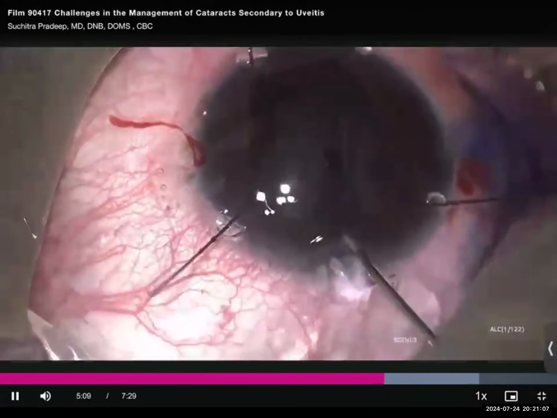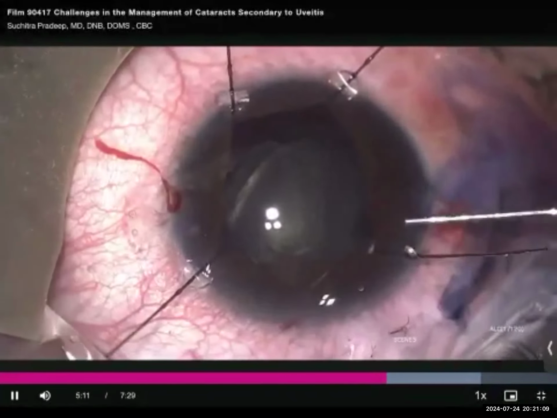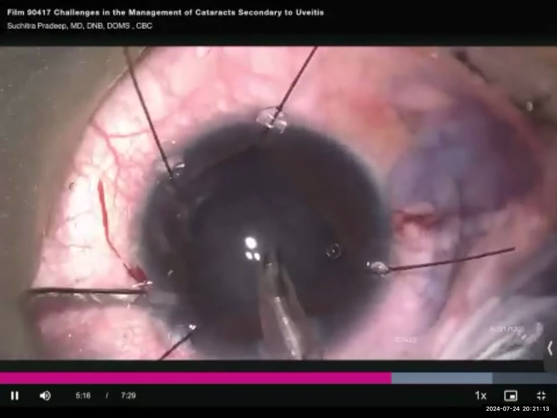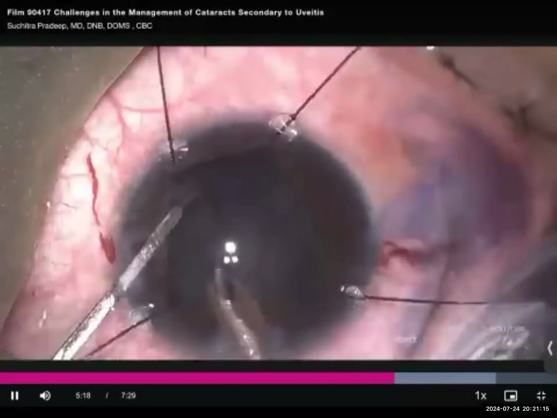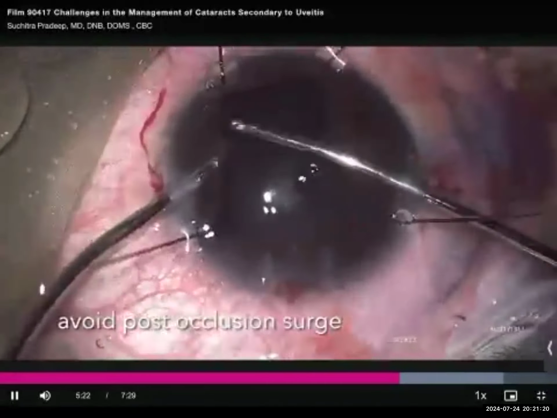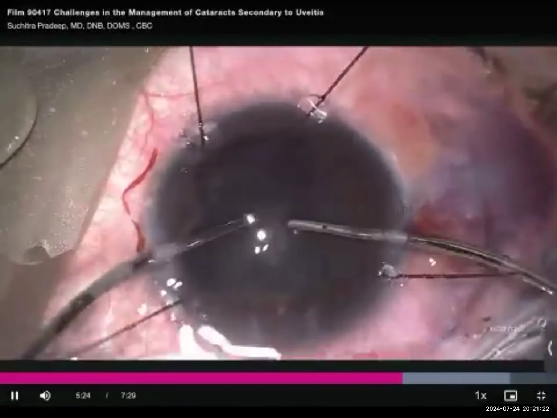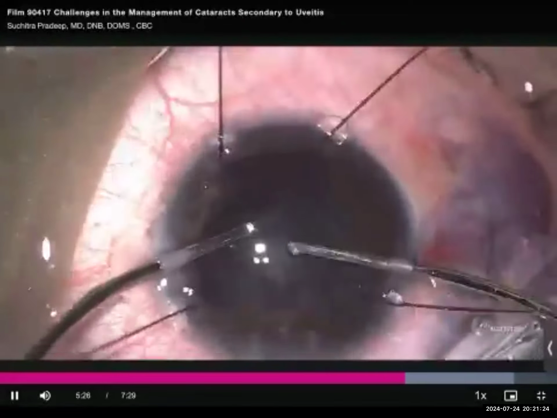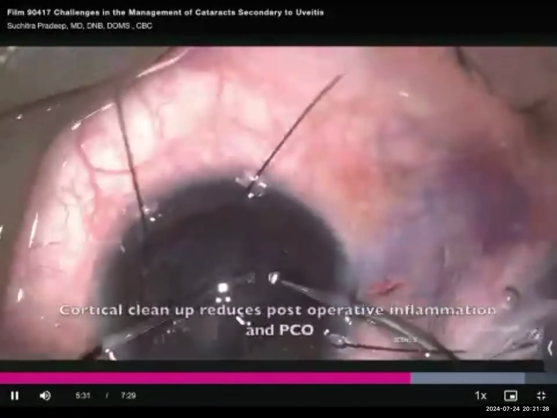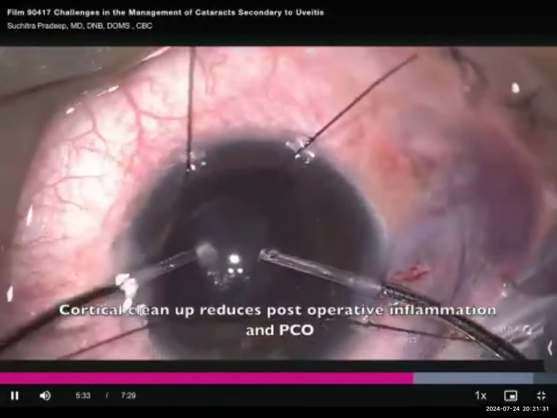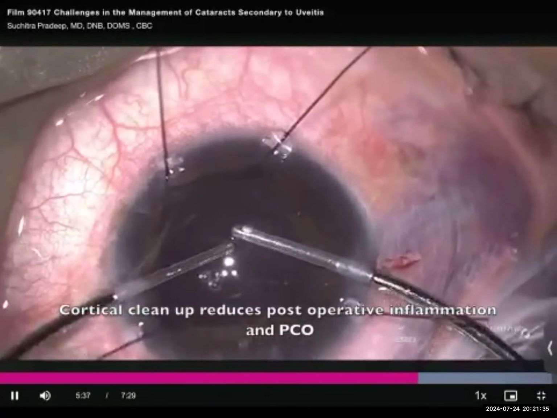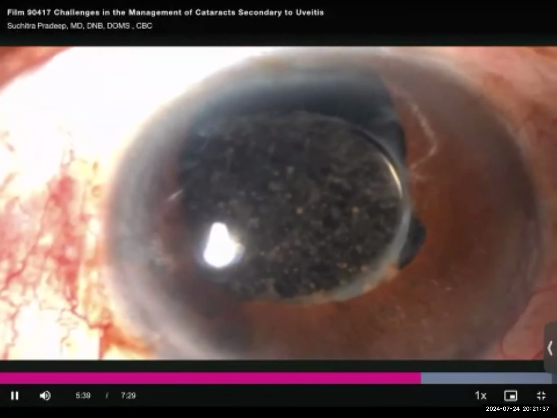Hydrodissection and hydrodelineation are important steps given that most of the uveitic cataracts are soft, which allow for easier nucleus removal. Phaco parameter settings should be lowered in soft cataracts to avoid post-occlusion surges and posterior capsular ruptures. Further, irrigation and aspiration should be thoroughly performed to remove all cortical materials, along with adequate polishing of the anterior and posterior capsules, especially at the equator, to reduce the risk of severe postoperative inflammation and posterior capsular opacification formation.